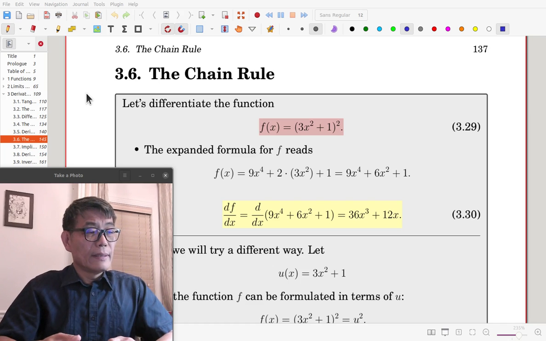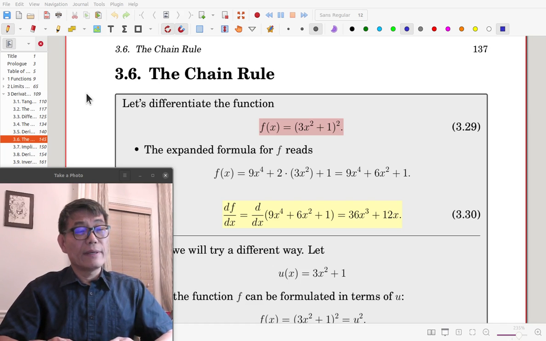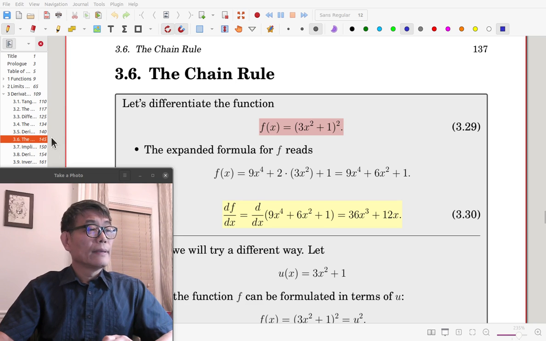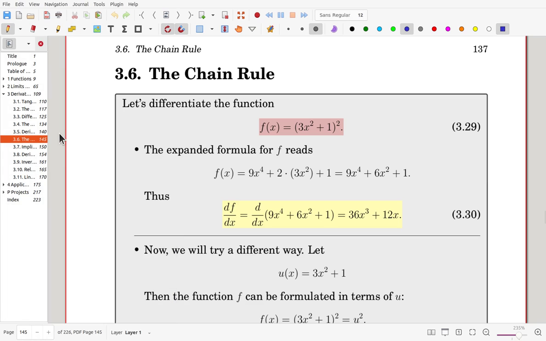Hi, section 3.6, the chain rule. The chain rule is one of the most important rules in calculus. With the chain rule, you can get derivatives of very complicated functions. It's very important. Let's begin with this example.